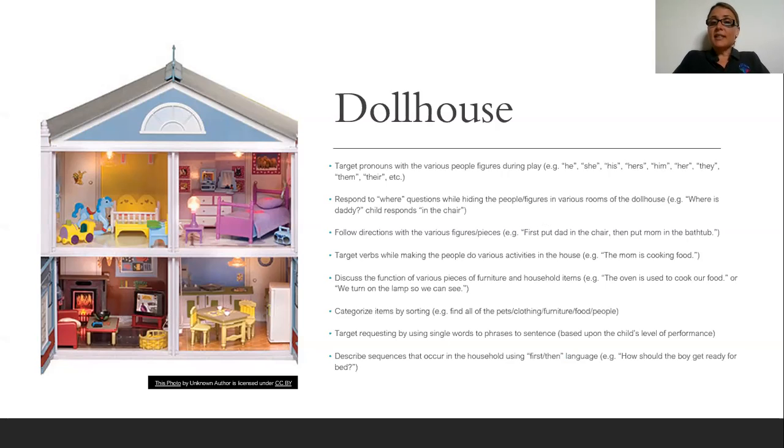You can discuss the functions of various pieces of furniture and household items, like why do we need an oven? Because we have to cook food. Why does she need a lamp? So she can see. So they start to understand the functions of objects around the house. And if you don't have a dollhouse, you can do this with your actual house too. But you can also work on categorizing items by sorting. So like get all of the pets together, get all of the furniture together, get all of the food, get all of the people, so they can start to understand those categories and how they can group things together.